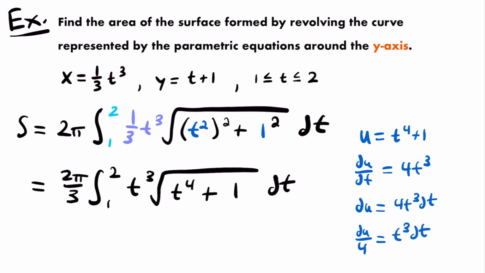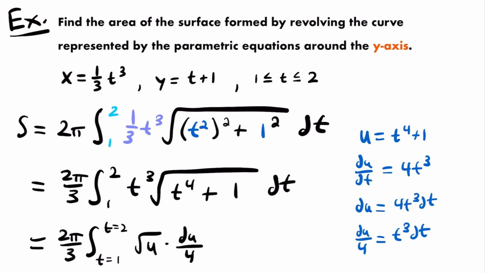Okay, so now we can replace t to the 4th power plus 1 with u, and t cubed dt with du divided by 4. So we will have that this is equal to 2 pi divided by 3 times the integral from t equals 1 to t equals 2 of the square root of u times du divided by 4. Okay, so we replace t to the 4th power plus 1 with u, because that's what we set it equal to, and we replace t cubed dt with du divided by 4, because that is what that is equal to.